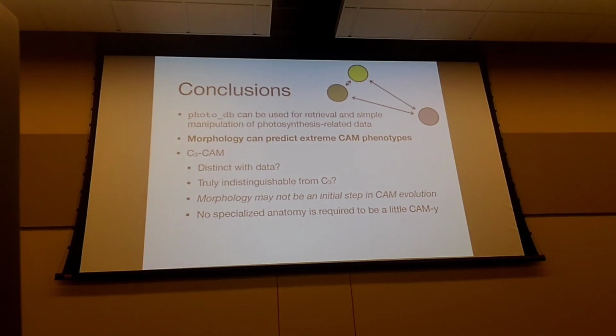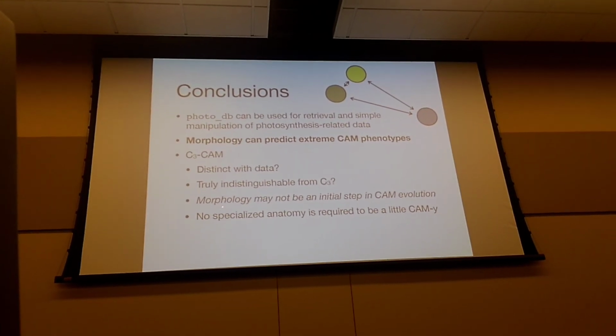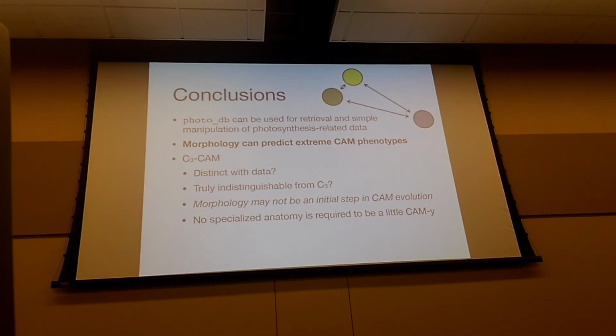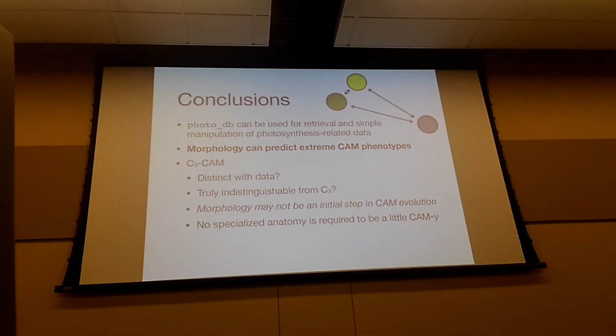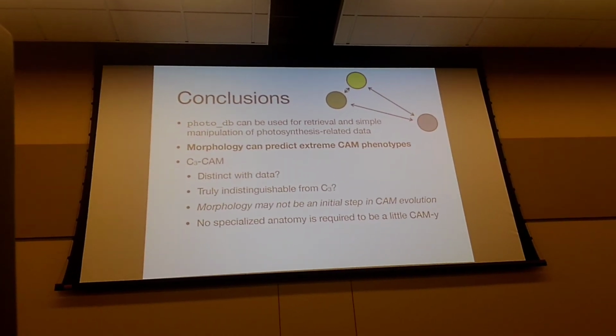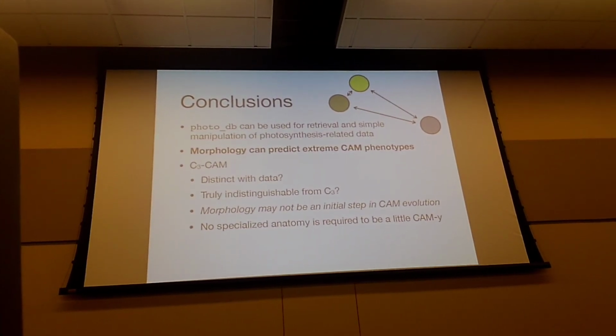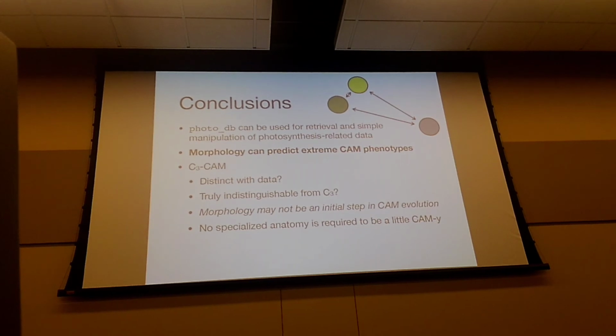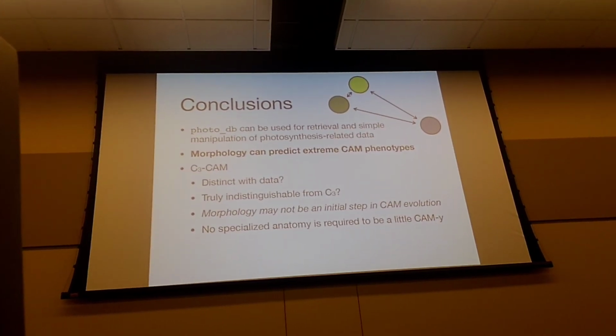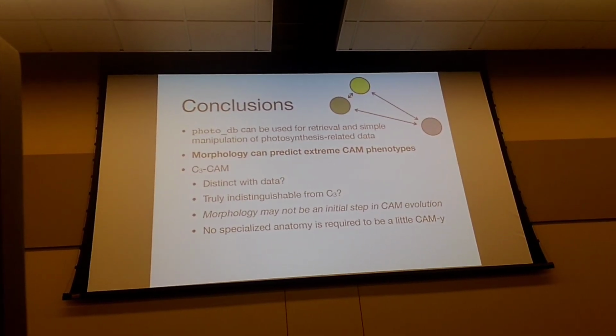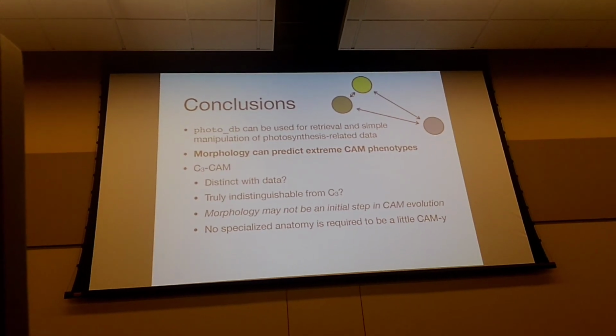But it fits and doesn't fit with the two hypotheses we're sort of kicking around in the lab right now. One of them is that morphology may not be an important initial step in CAM evolution. We may not need special morphology to do a little bit of CAM when you're stressed out. You may not need these thick cells. Right. We may not need specialized anatomy. Although there was a really good talk today that seemed to say the opposite, also from a member of the lab, Carolina.